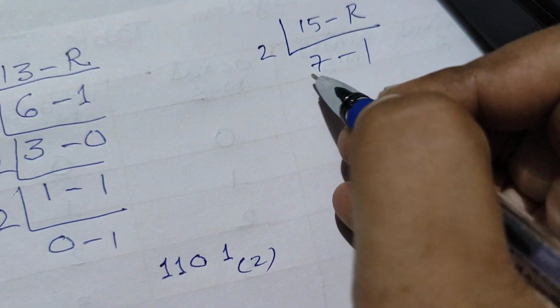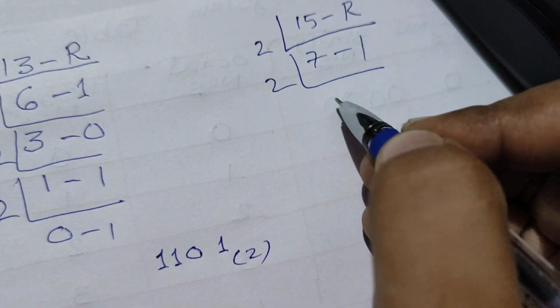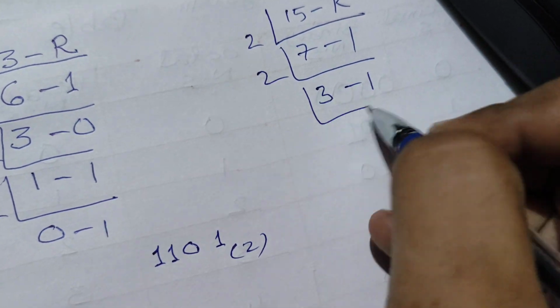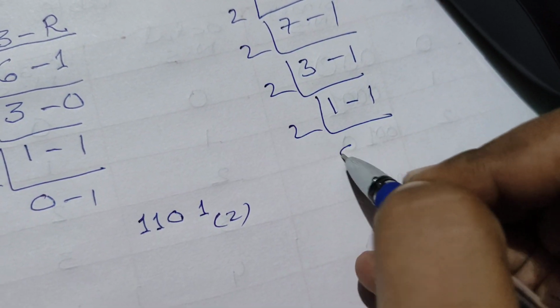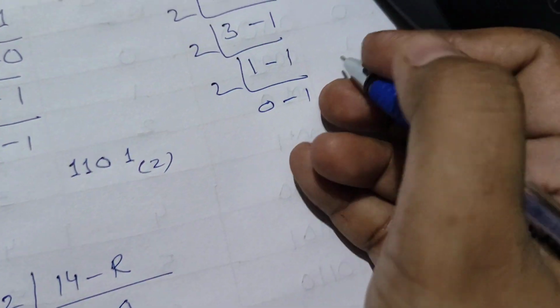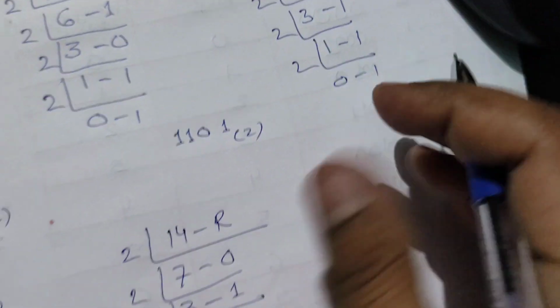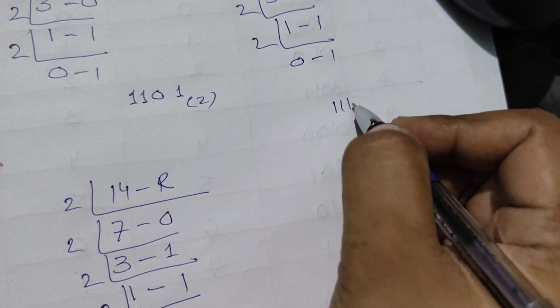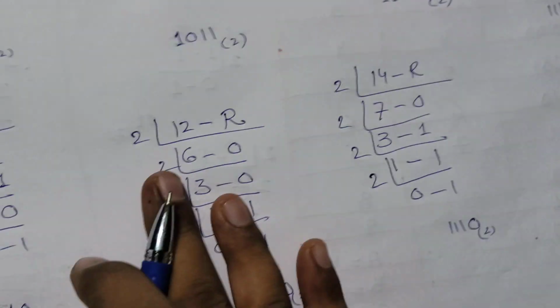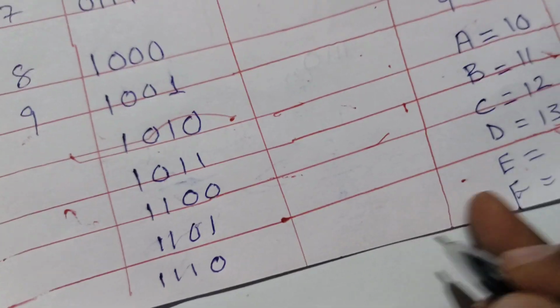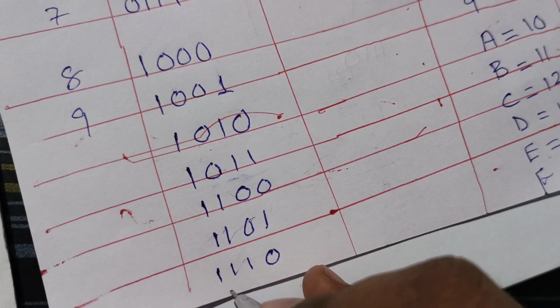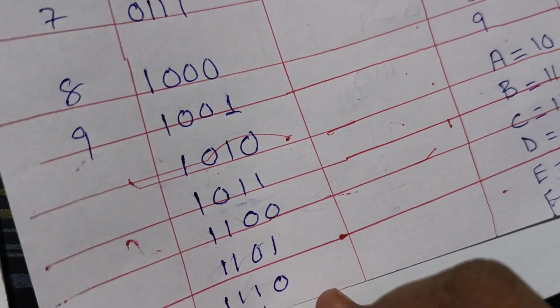2 7s are 14, remainder 1. 2 3s are 6, remainder 1. 2 1s are 2, remainder 1. And this is 0 1. So 1 1 1 1, 1 1 1 1 to the base 2. This is the value of 15. So here we will write 4 times 1: 1 1 1 1.